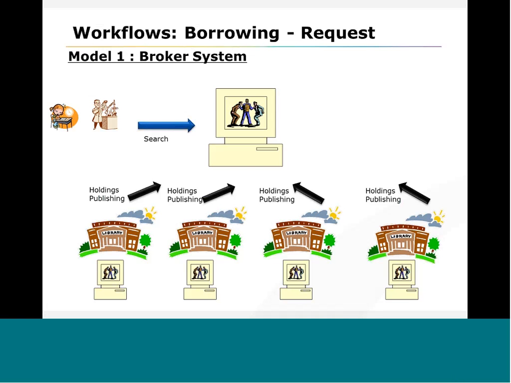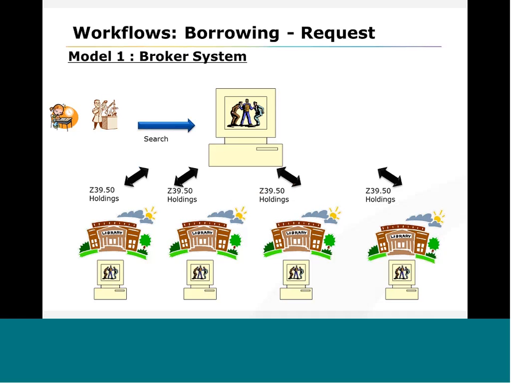So in case of the broker model, we have the broker system in between. This broker system is aware of the holdings that each of the member institutions possesses. This awareness may be achieved by a publishing process, so that each member library actually publishes its holdings availability into the broker system. In that case, our patron is able to search the broker system using a discovery interface that is supplied by this broker system based on the holdings that have been published into this broker system.